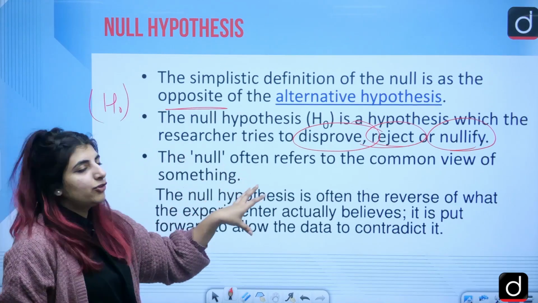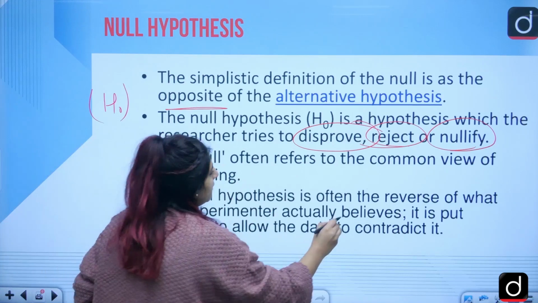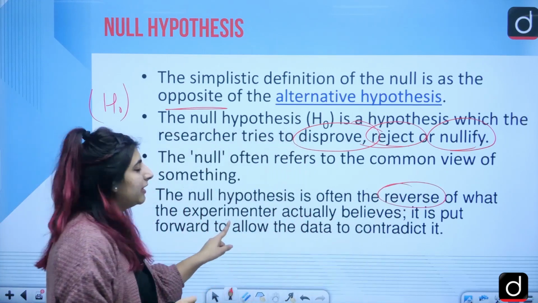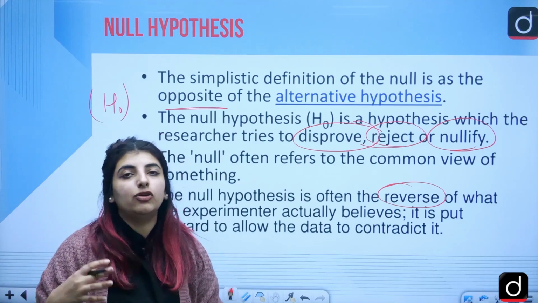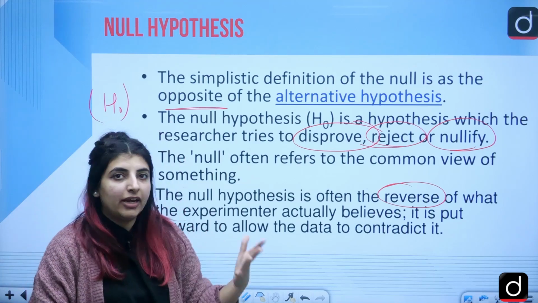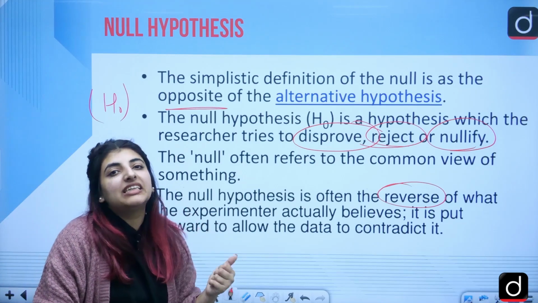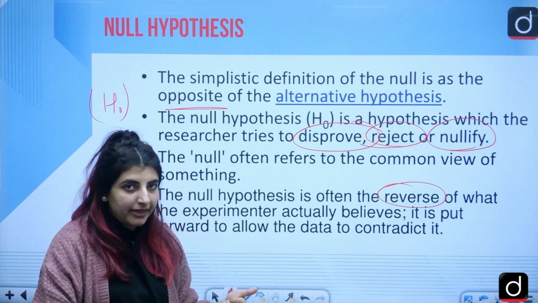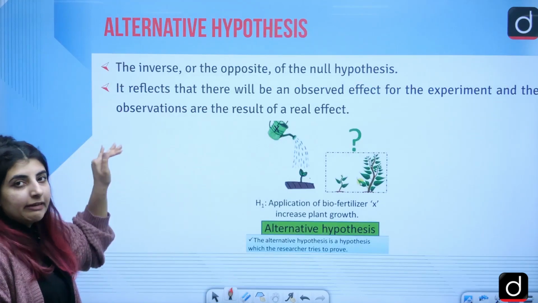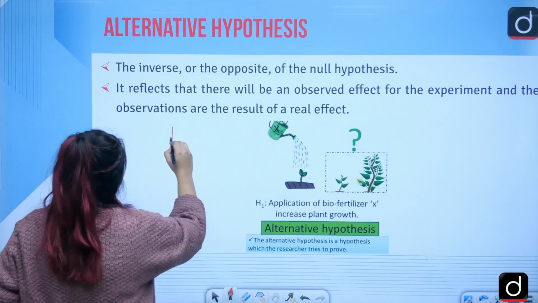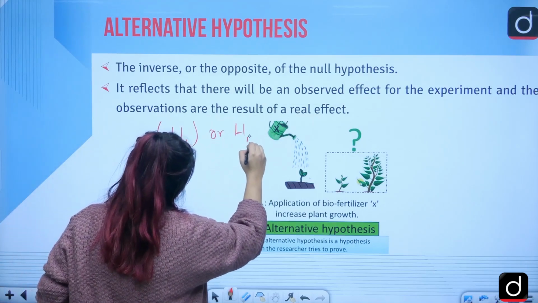The null often refers to the common view of something, right? It is often the reverse of what the experimenter actually believes. So as I told you, if I actually believe that coffee has an effect on the brain of a person, I will give the null hypothesis as coffee does not have an effect on a person's brain or the sleeping capacity. Correct? Alternative hypothesis is denoted by H1 or HA.